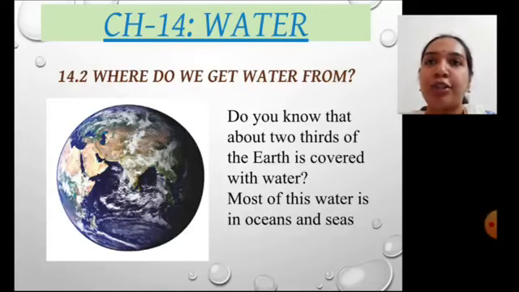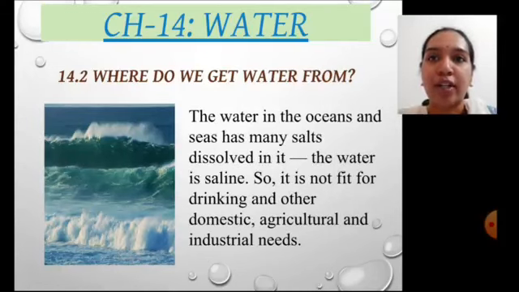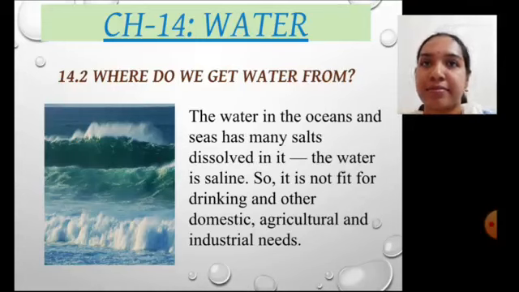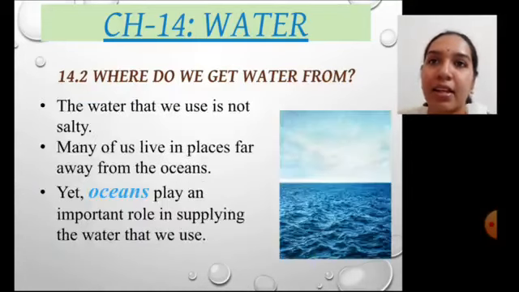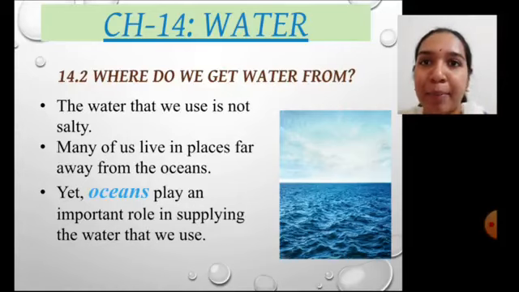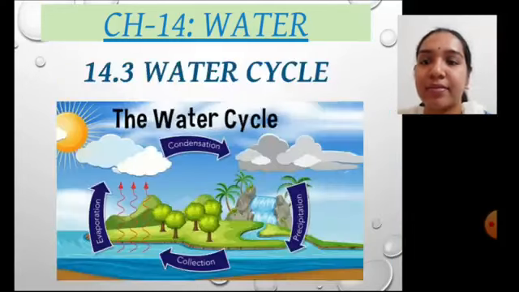You all know two-thirds of the entire earth is covered with water, which is in the seas and oceans. Oceanic water is saline, meaning salty, which is not fit for several purposes like drinking and other essential needs. Though ocean water does not reach our houses directly, it plays a key role in the supply of water to us. That is by the water cycle.